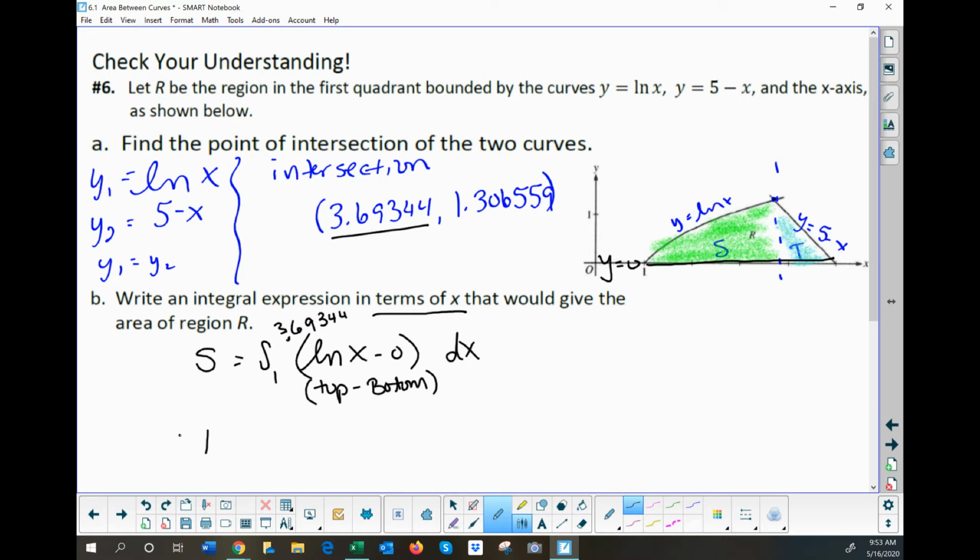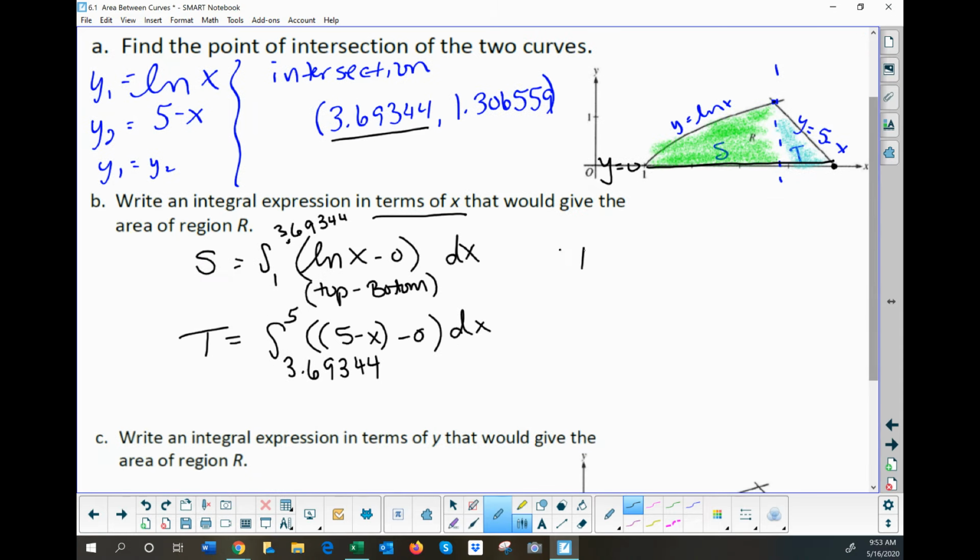And then T is going to pick up at 3.69344. And it'll run to, well, if x is 5, that'll give us 0, so it must run to 5. Top function, linear function, 5 minus x. Bottom function is 0. And that would give us T. And then for total area, I just need to sum S plus T.